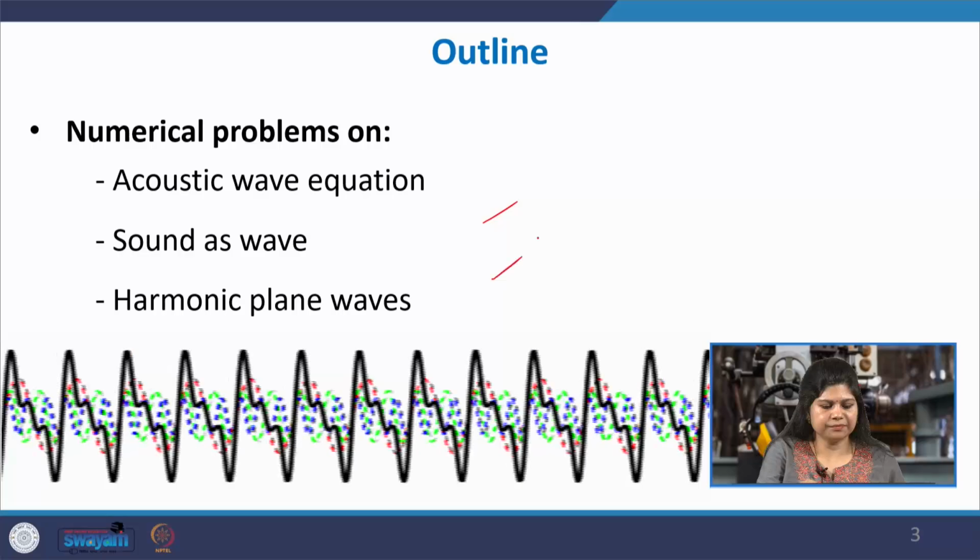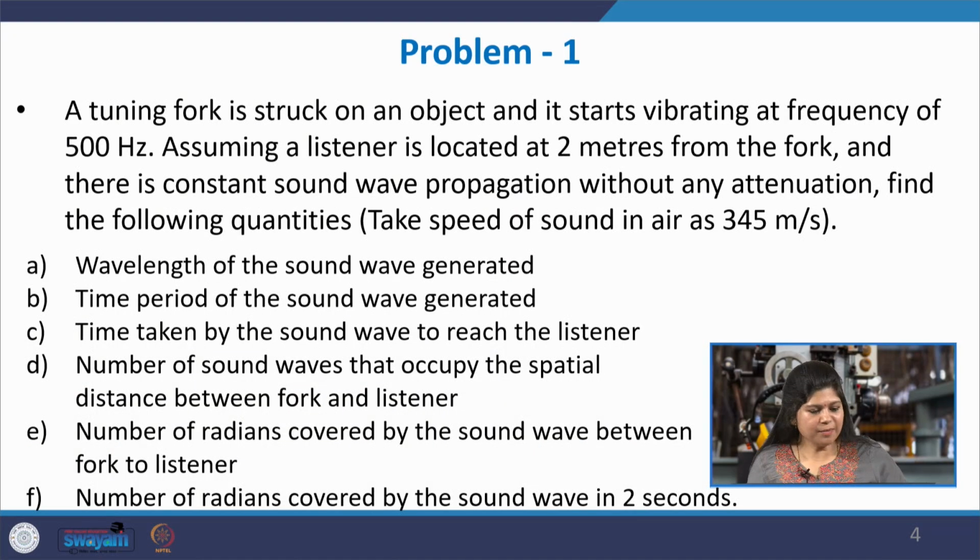So, the first problem seems rather lengthy, but using this we would be able to sort out a lot of the fundamentals in sound wave propagation. Here we are using a tuning fork. We know that when you strike the tuning fork, it starts vibrating, the tongs vibrate and they create these longitudinal waves. So, the tuning fork is struck to create a sound wave of frequency 500 hertz, and a listener is located 2 meters away from the fork, and there is a constant sound wave propagation without any attenuation.